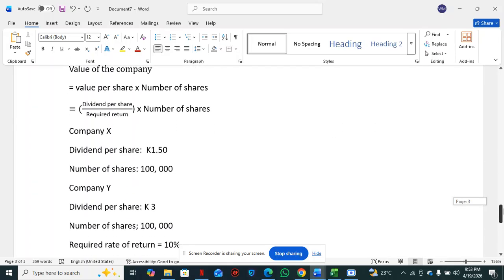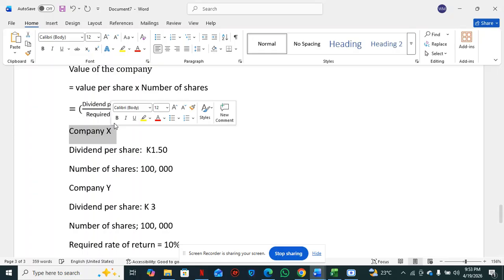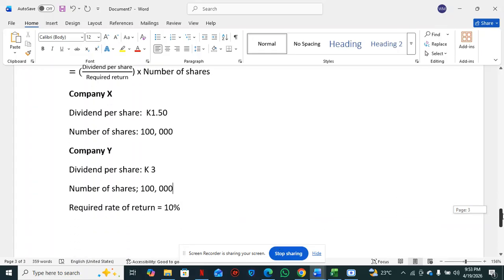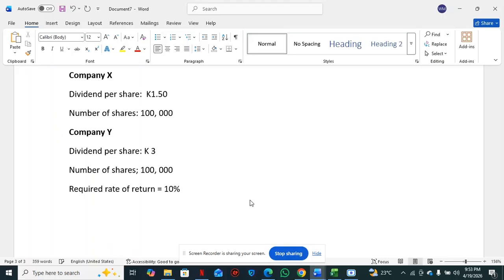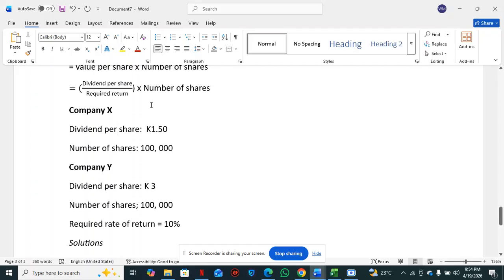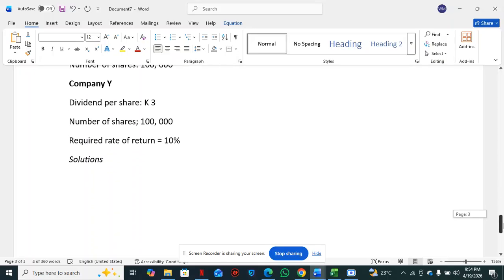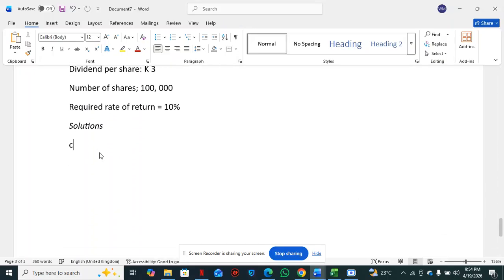All right. So let's look at two companies here. Been given in this question, our required rate of return is 10%. So this will be applicable to both companies, company X and company Y. So you say solutions. So we start with company X.